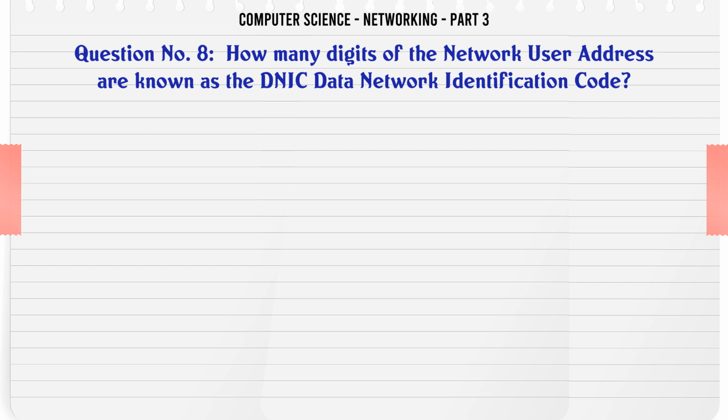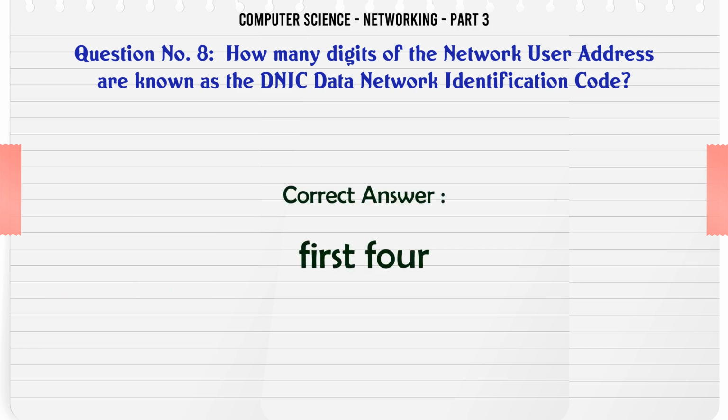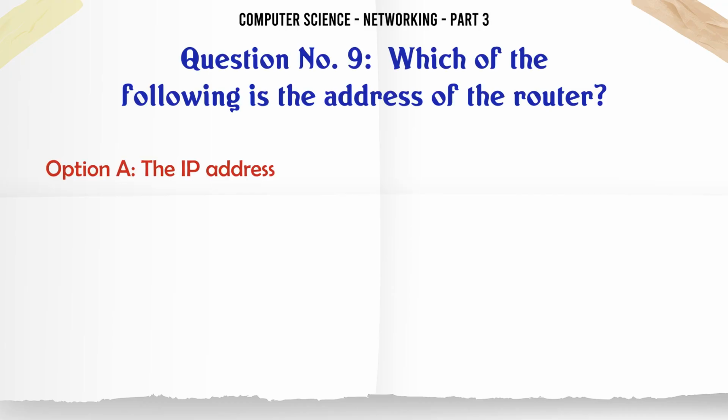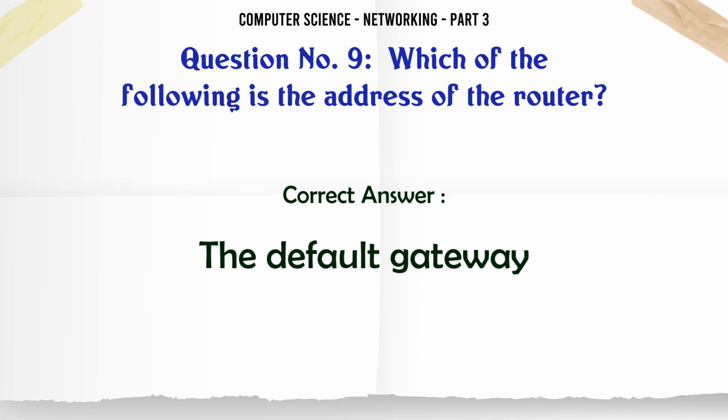The correct answer is 255.255.255.0. How many digits of the network user address are known as the DNIC data network identification code? A. First 3. B. First 4. C. First 5. D. First 7. The correct answer is first 4. Which of the following is the address of the router? A. The IP address. B. The TCP address. C. The subnet mask. D. The default gateway. The correct answer is the default gateway.